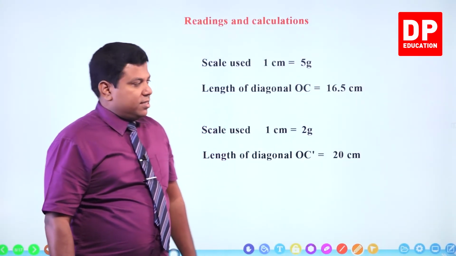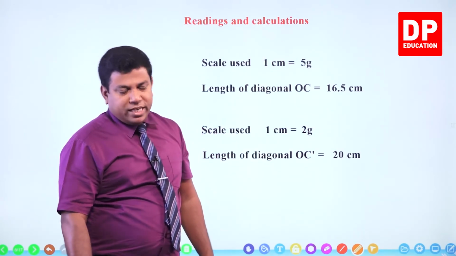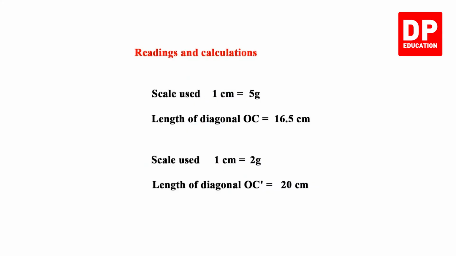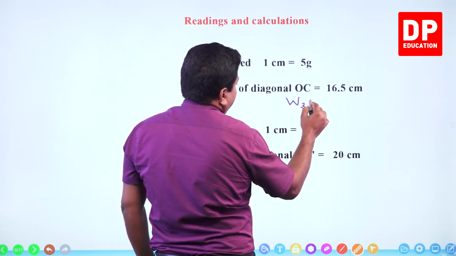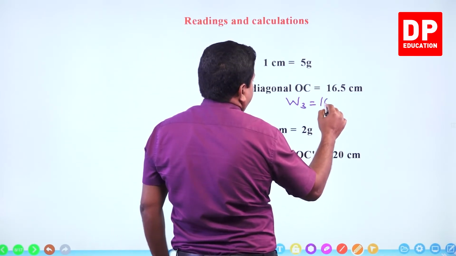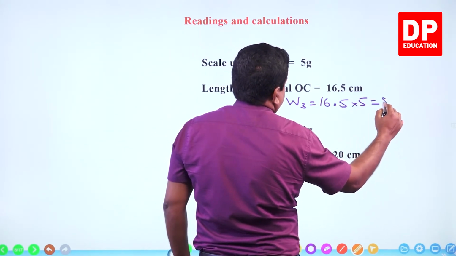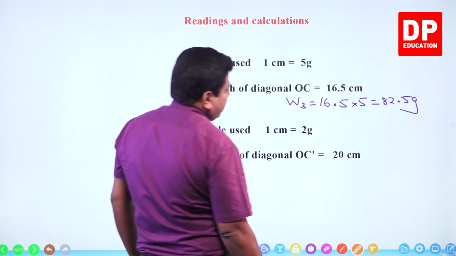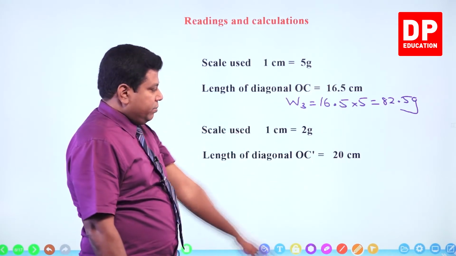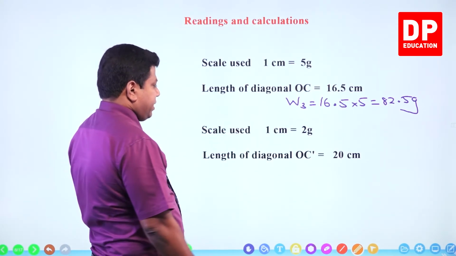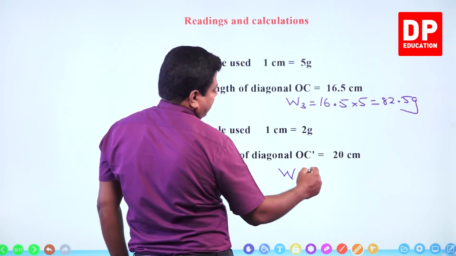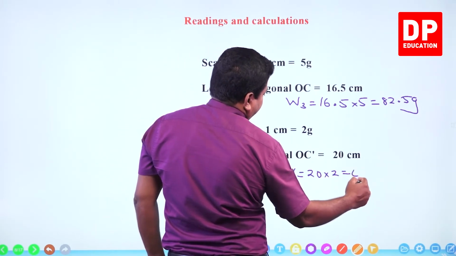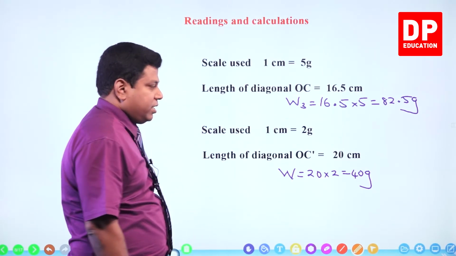So, the readings and calculations in this experiment, nothing much. I have already shown it to you during the experiment itself. Anyway, the scale we have used in the first section, 1 centimeter was 5 gram. So, length of OC 16.5, then the weight that we attach to the middle string must be 16.5 into 5, 82.5 grams. Similarly, that is for the verification. When we use the unknown weight, the scale we changed it to 1 centimeter equals 2 gram. Now, that unknown weight has to be given by 20 centimeter, 20 into 2, 40 grams. Right. So, nothing much as calculations in that.